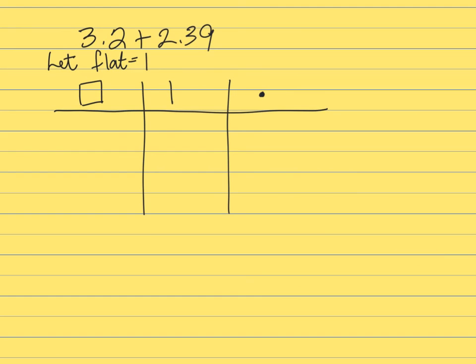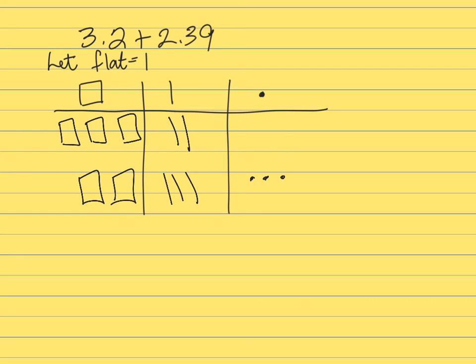So the next thing we're going to take a look at is using basically the base 10 blocks, right? We had talked about if we let the flat equal 1, then the long equals a tenth, and the little cube, or the dot in this case, equals 1/100th. Okay? So if we represent this addition problem, 3 2/10 plus 2 39/100ths, we would get the following, right? So we have 3 flats, plus 2 longs. And then we have 2 flats, plus 3 longs, and 9 units.